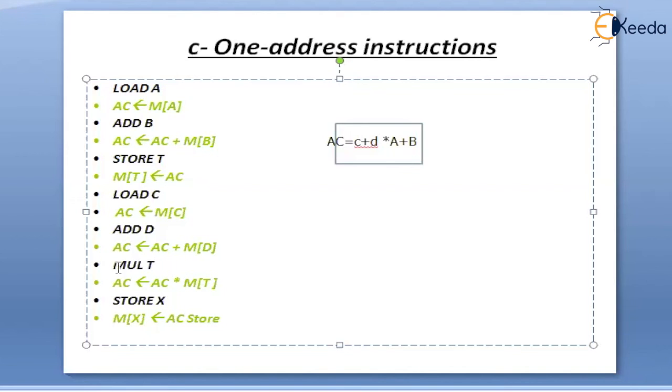So finally, after performing this operation, we have the accumulator which holds A plus B into C plus D. That is the product that we desire. Finally, the contents need to be transferred to X. For that, we use the instruction store. So this is how the expression A plus B into C plus D will get evaluated by using 3 address, 2 address, and 1 address instructions. In the next video, we see how the same instruction will get executed in a stack.